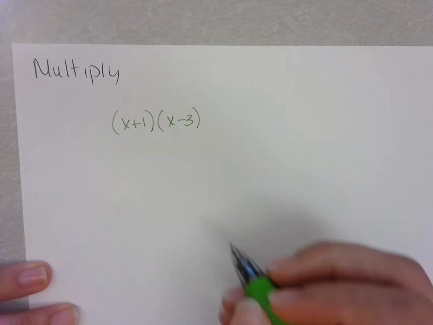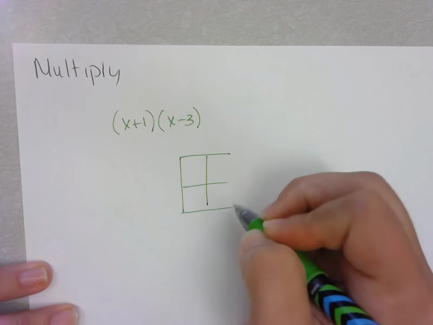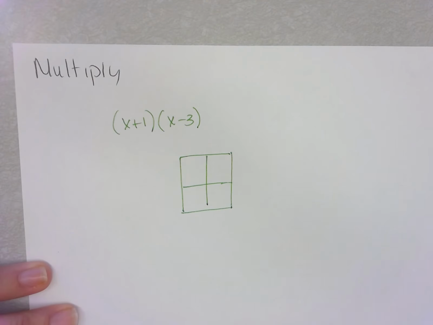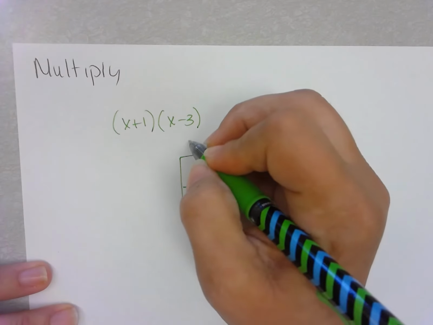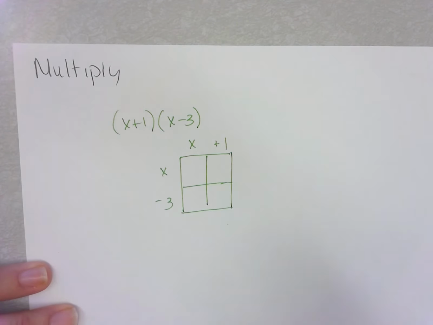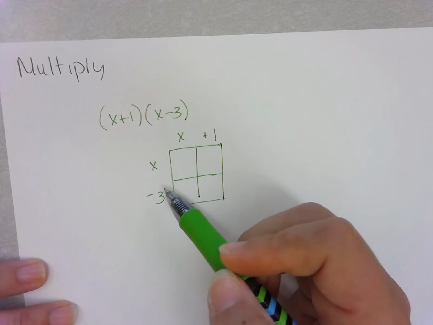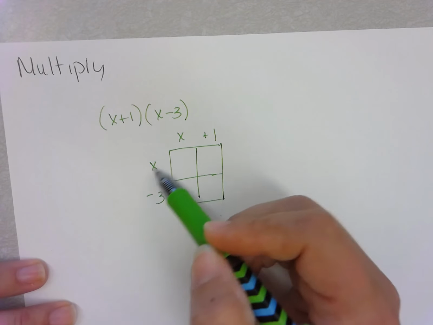Okay? And so I can use a box to multiply this together. Actually, this is really good for people who lose terms and things like that. So I'm going to put the x and the plus 1 here, and then the x and the minus 3 here. It doesn't matter what order or where I put them, right? I could put an x plus 1 here and x minus 3 here. So we're just going to multiply.